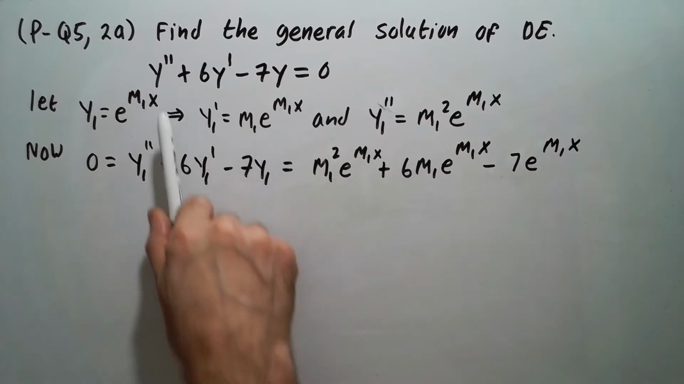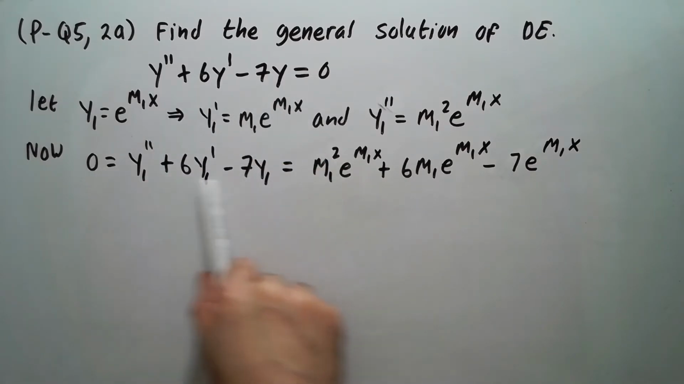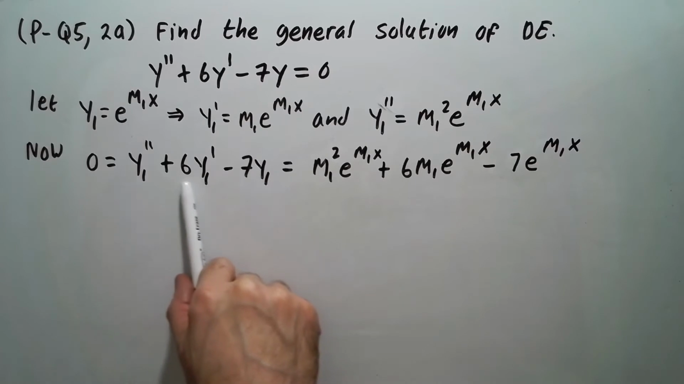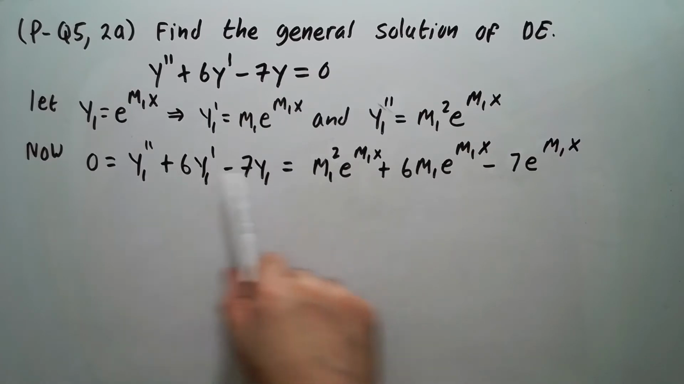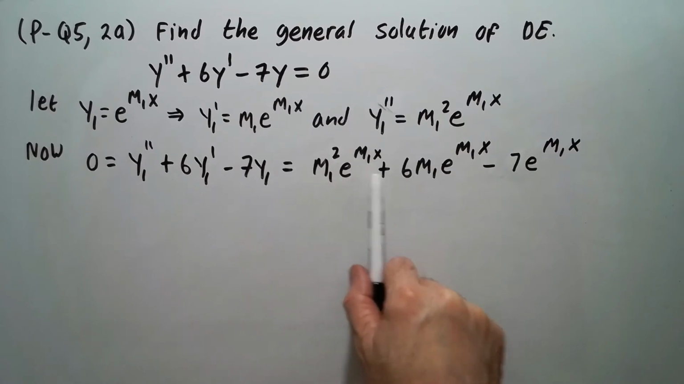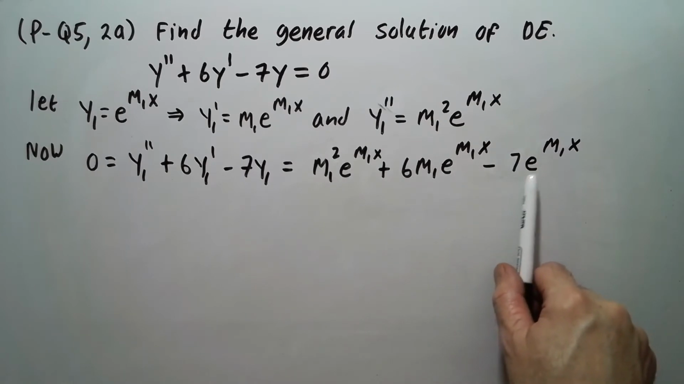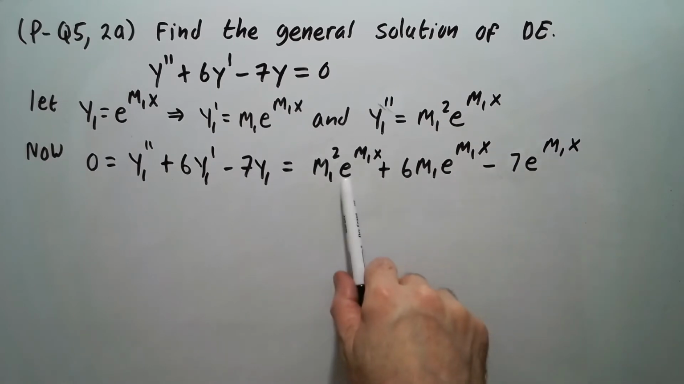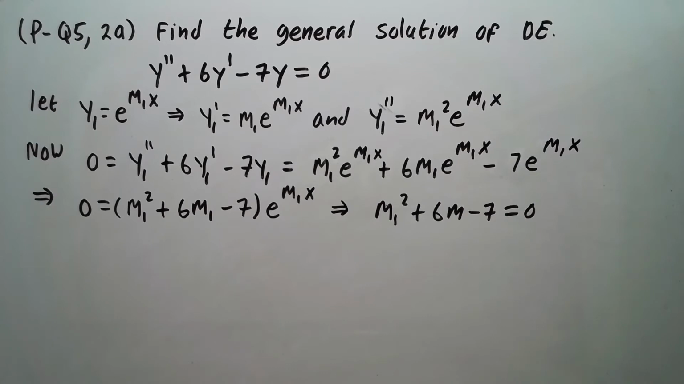So plugging our y1 up here, we'll have 0, because we're going to make it a solution, equals y1 double prime plus 6y1 prime minus 7y1. So y1 double prime is m1 squared e to the m1x, plus 6 times y1 prime, which is m1 e to the m1x, and y1, sorry, is e to the m1x. Let's factor out the e here then. So factoring the e out we get this.